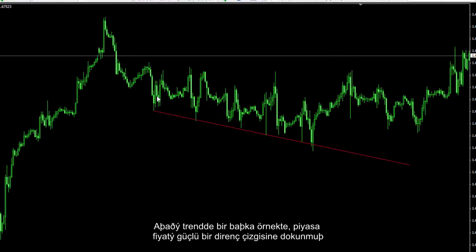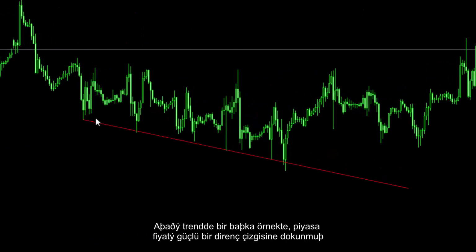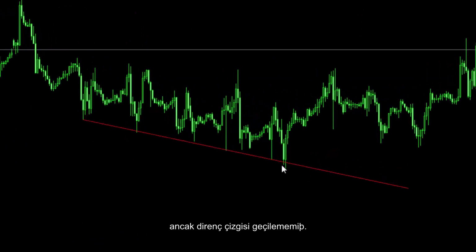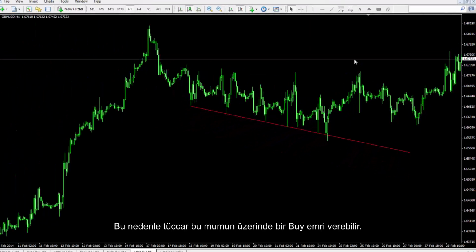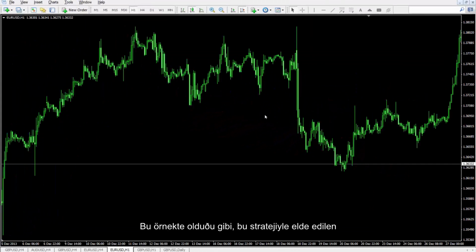Another example, on a downward trend, market price has touched a powerful resistance line. However, this resistance line could not be crossed. At a certain point near the resistance line, a powerful engulfing or piercing line has formed. Thus, a trader could place a buy order over the given candle.